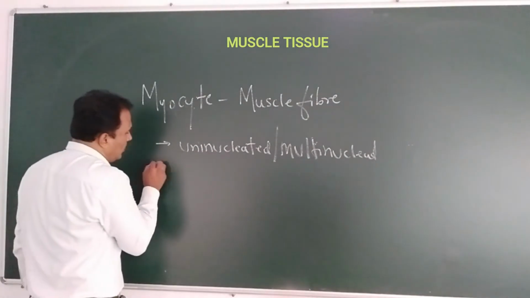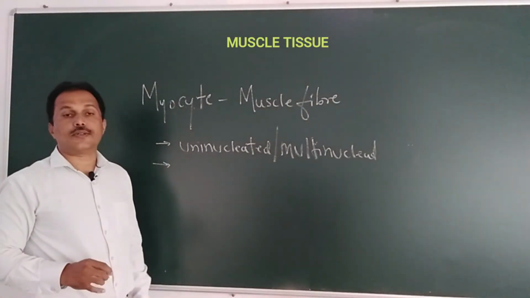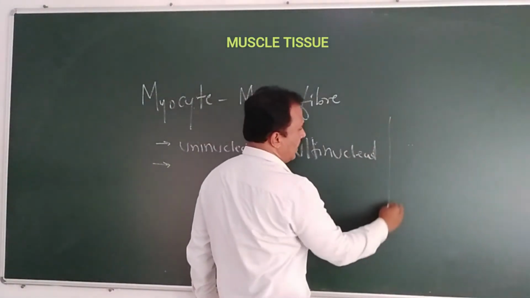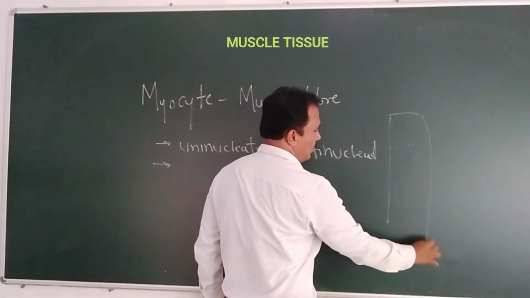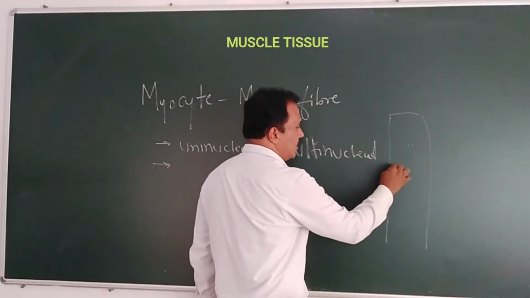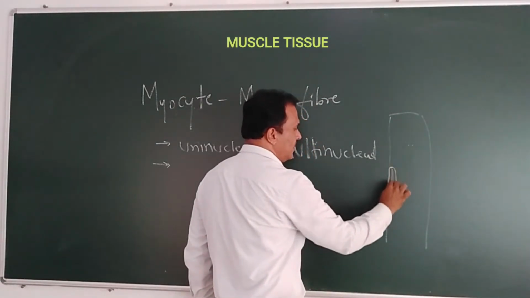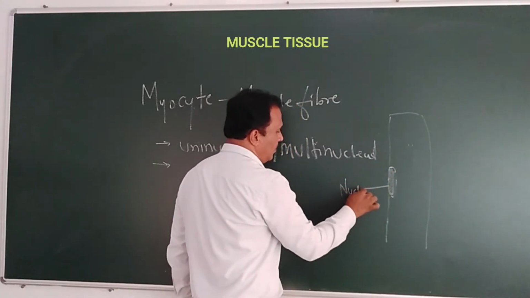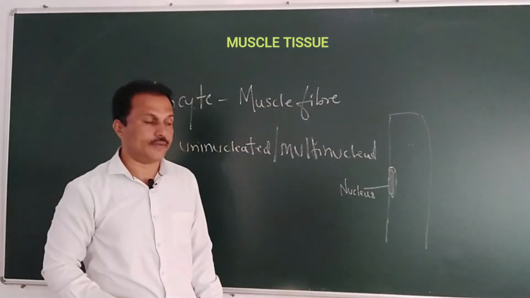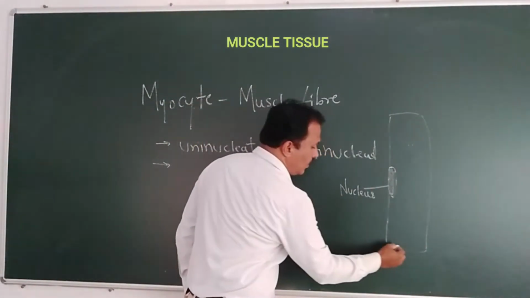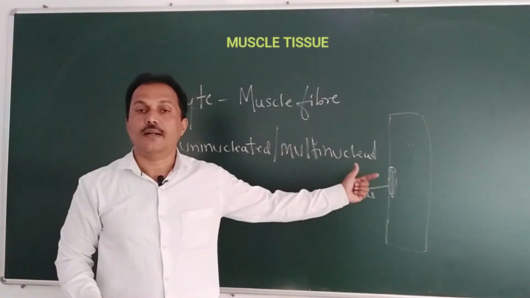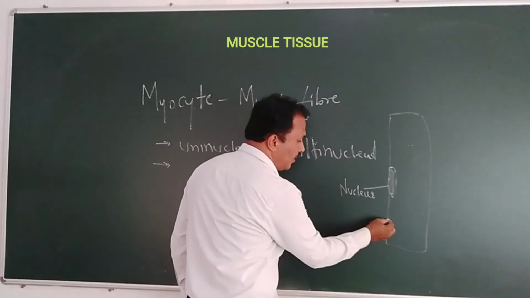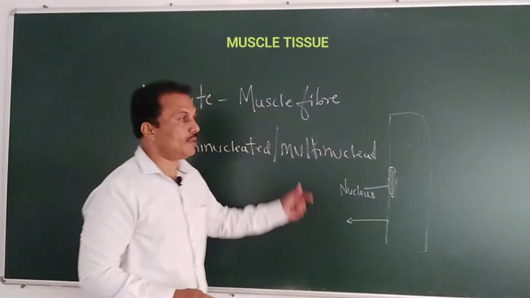When we talk about the other structures in the muscle fibers, I will just draw one diagram. This is the diagram of the elongated muscle fiber. Generally the nucleus is present at the periphery. This is the nucleus of the muscle fiber or myocyte. What are the other structures in the myocyte?